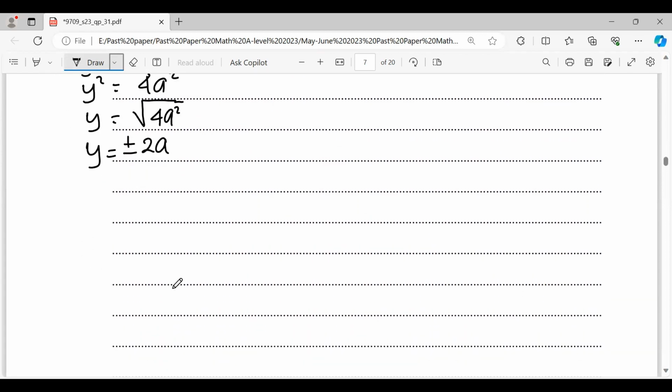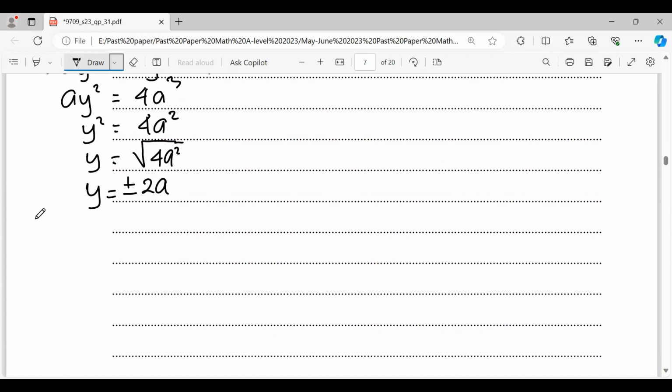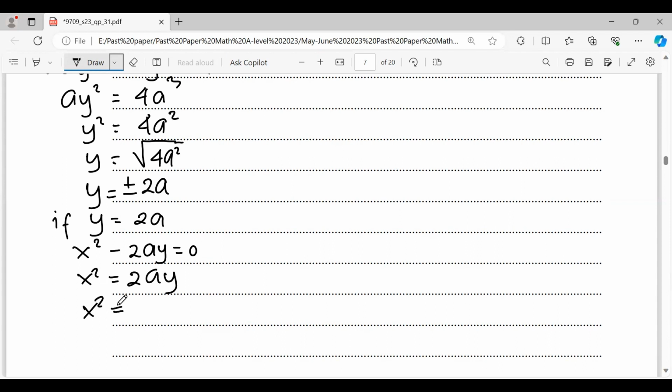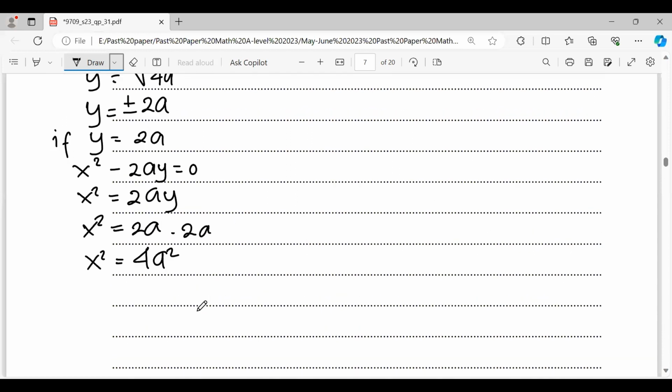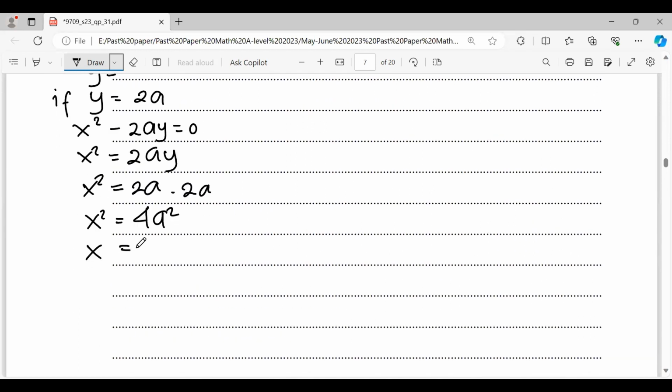Now we're going to check if y equals plus 2a. Using the equation x squared equals 2ay, so x squared equals 2a times 2a, because y equals 2a. So x squared equals 4a squared. So it means x equals square root of 4a squared, which is plus minus 2a.